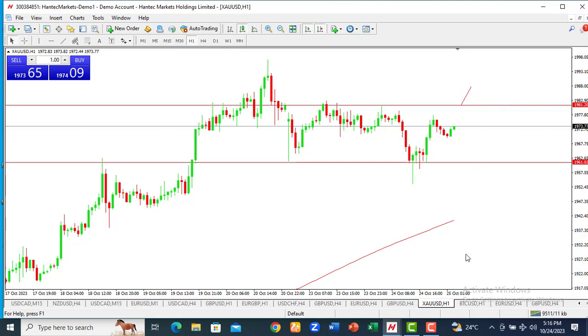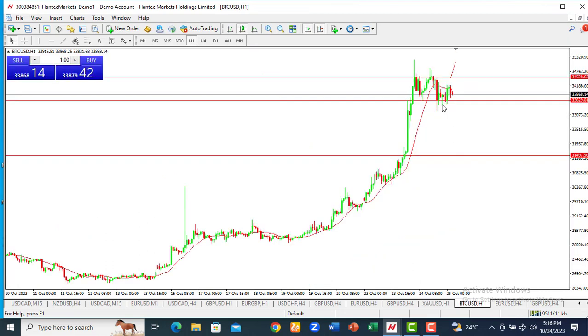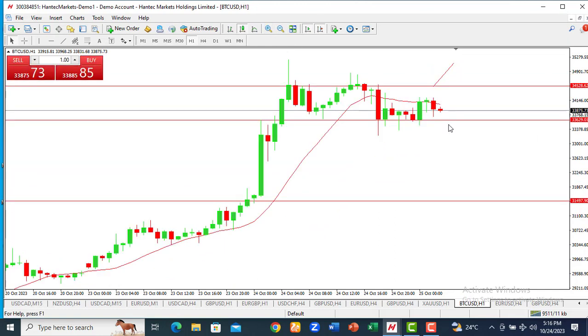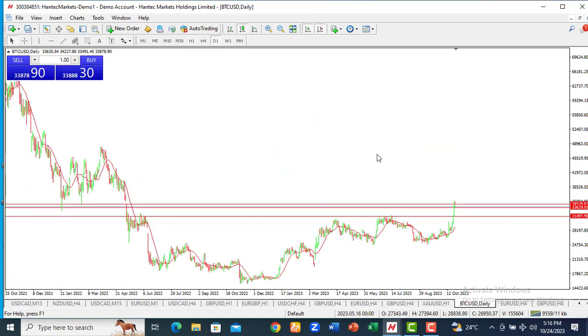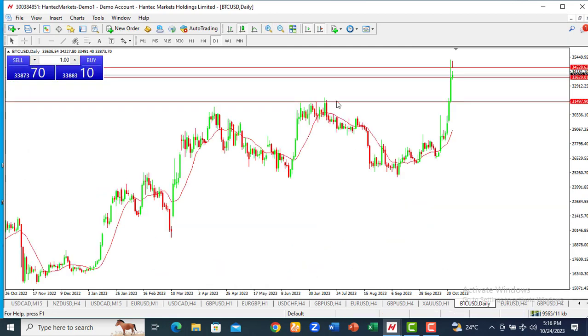So let's quickly go check Bitcoin. This Bitcoin chart. Same with Bitcoin. What applies for gold is still applicable for Bitcoin. So for me personally, my bias is still for a buy, because when you check Bitcoin in your D1 time frame, oh my goodness, look at the way the market has been pushing up, and it has broken this resistance zone.